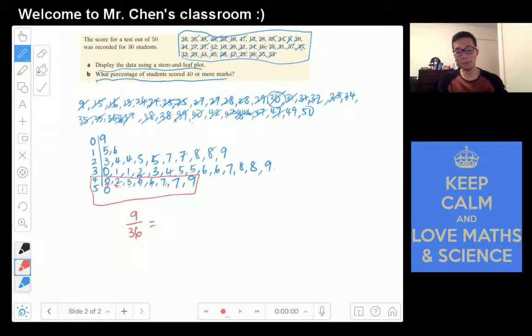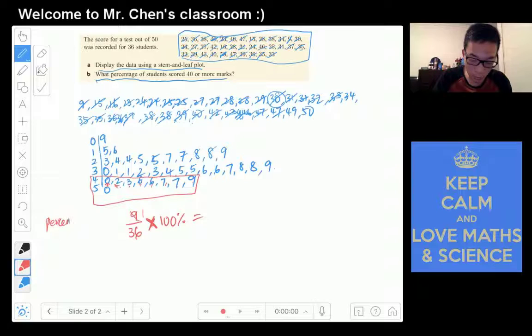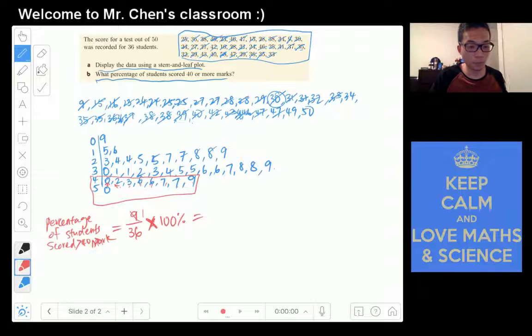What that means is 9 out of 36 students score 40 or more points, so 9 divided by 36 times 100% will give you the percentage. The percentage of students who score 40 or more marks equals 9 divided by 36 times 100. That will give you 25%.